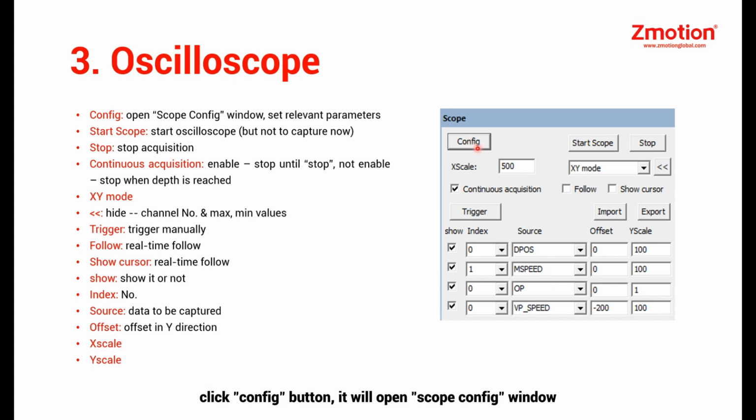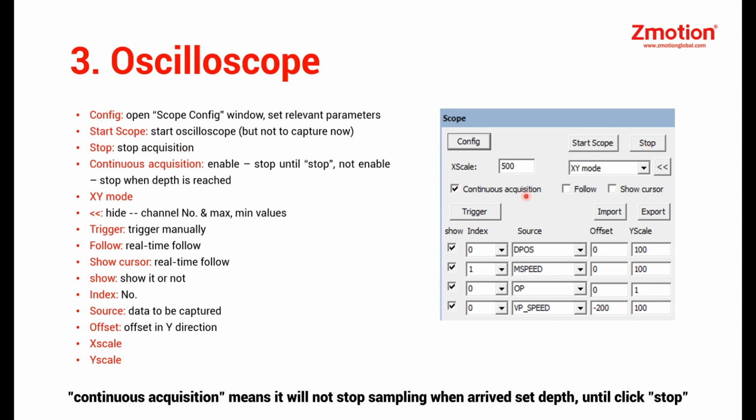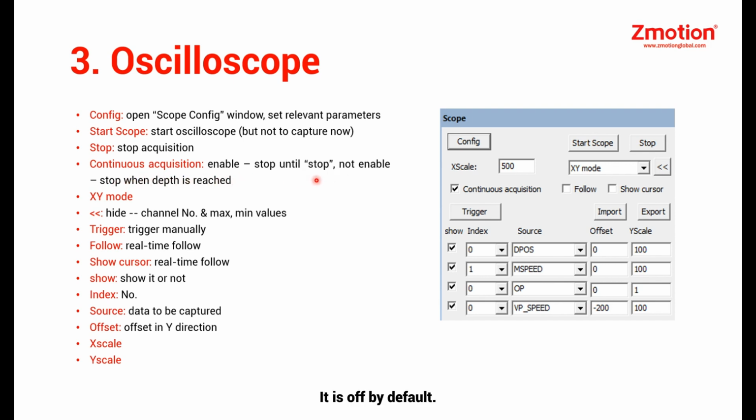Click the Config button. It will open the Scope Config window. We'll talk about it in detail later. The Start Scope button is obviously used to start the oscilloscope, but not to start data capture. Stop means stop sampling. Continuous acquisition means it will not stop sampling when the set depth is reached, until you click Stop. It is off by default.